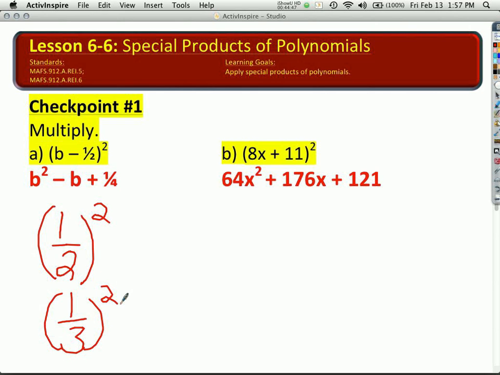Give me a thumbs up when you know 1/3 squared. Good, Yasmin, what is it? 1/9. So squaring a fraction is not hard. Then what happened is you didn't know how to add -1/2 and -1/2. Could someone tell us what's 1/2 plus 1/2?